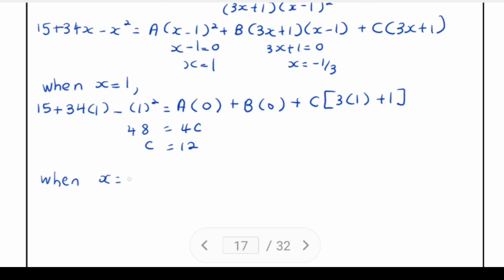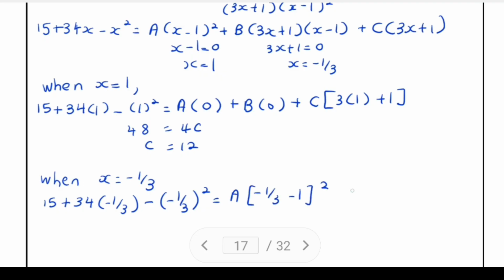When x equals negative 1 over 3, substitute into the equation. We're going to get 15 plus 34 times negative 1 over 3 minus negative 1 over 3 squared equal to a times negative 1 over 3 minus 1 squared plus b. When we substitute negative 1 over 3 into the bracket, we're going to get 0 plus c. So simplify the equation.